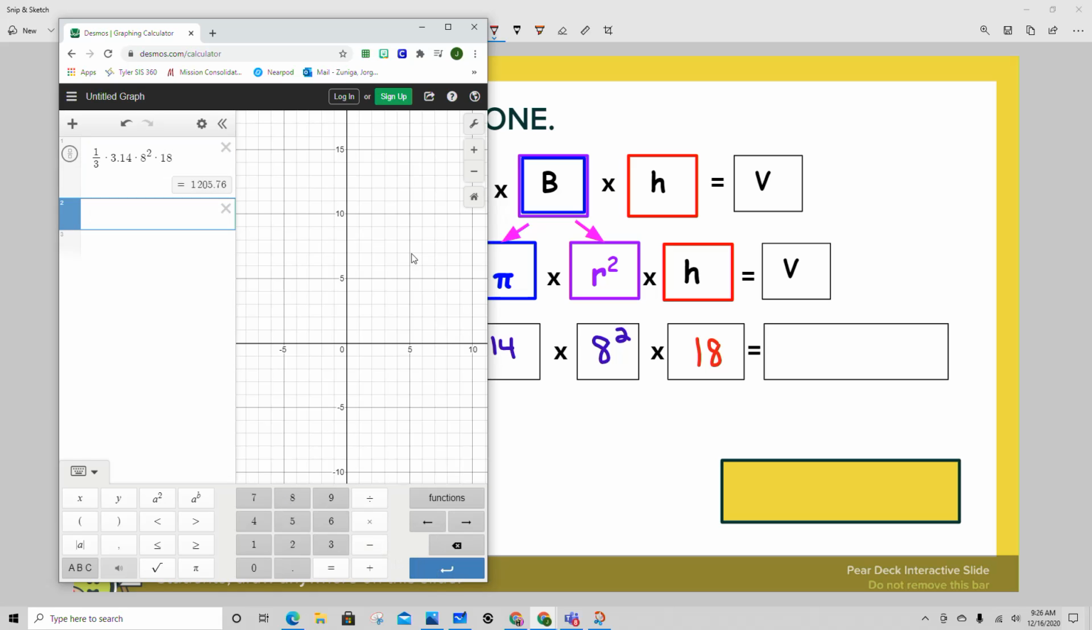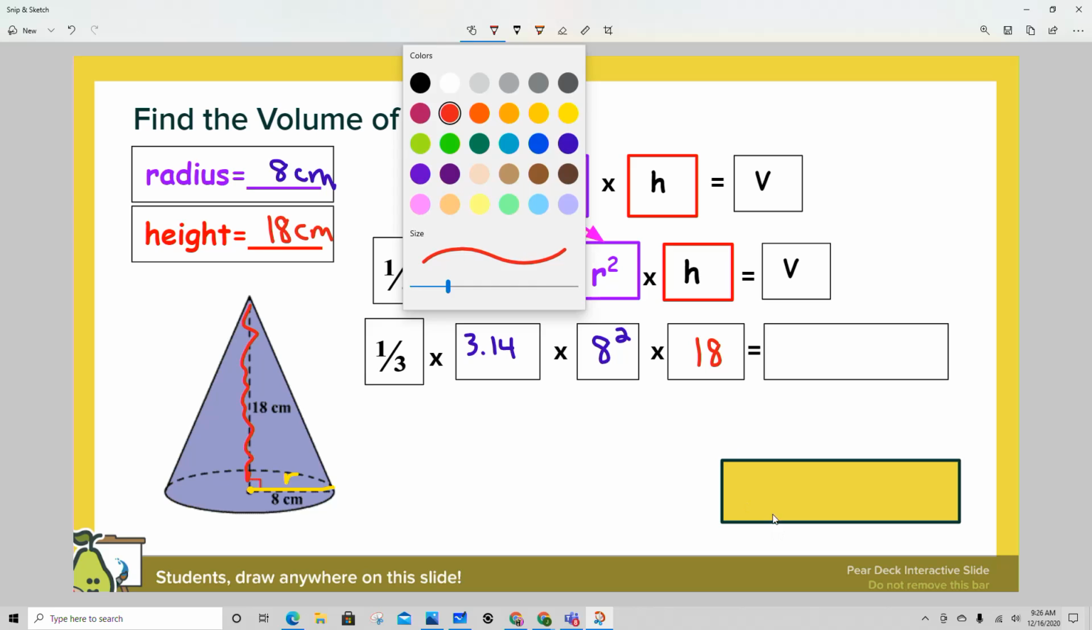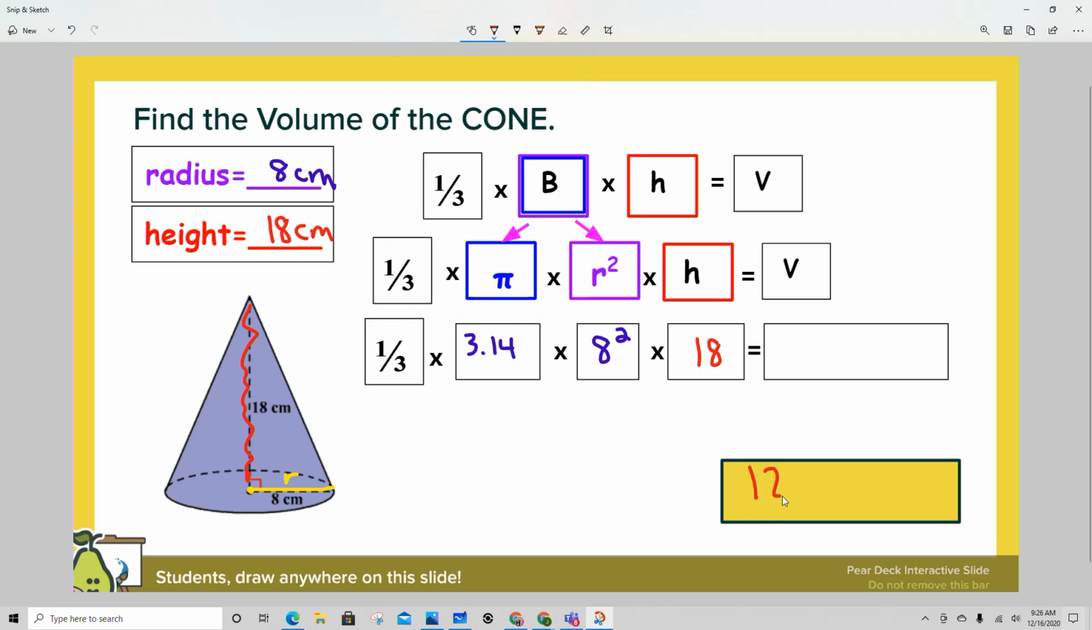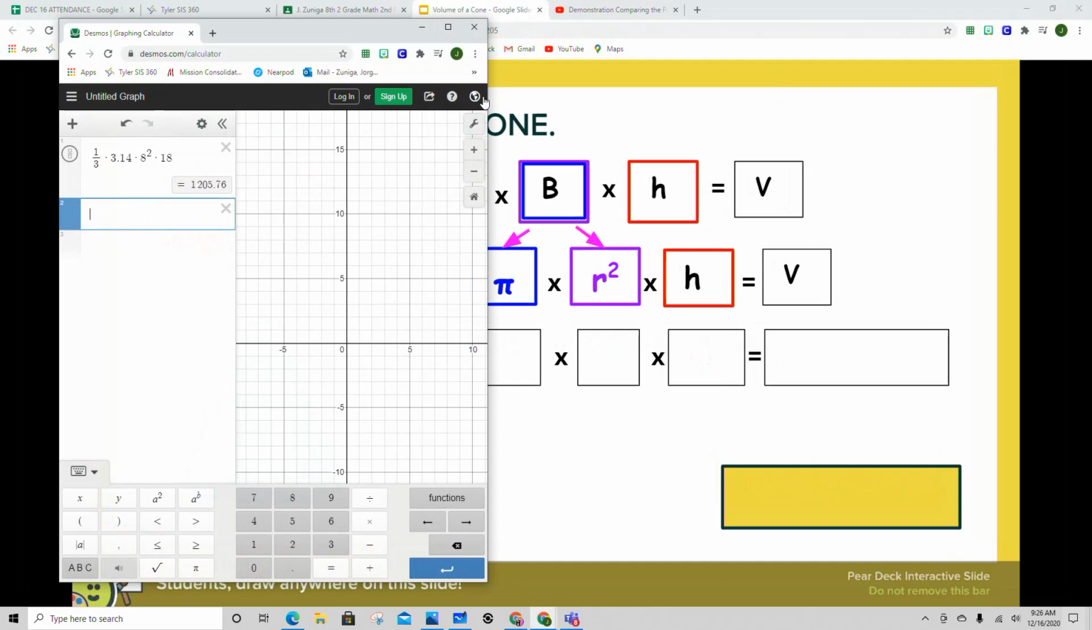So the answer for this problem is 1,205 and 76 hundredths. Now this is measured in cubic centimeters. So we're going to put centimeters to the 3rd power. All right. So that's going to be this example right here. Now let's go ahead and move on to example number 2.